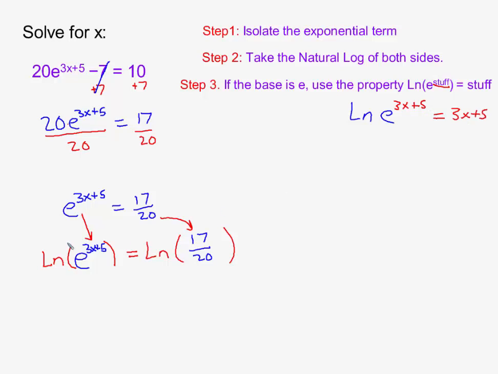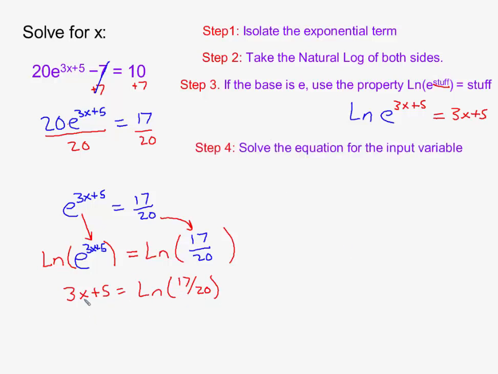So when I replace all of this with 3x plus 5, I will no longer have an exponential equation, I will have a linear equation. So that would be 3x plus 5 equals some number, which I don't know unless I touch my calculator. I have no idea what the natural log of 17/20 is, but it's some decimal. I am done with step 3.